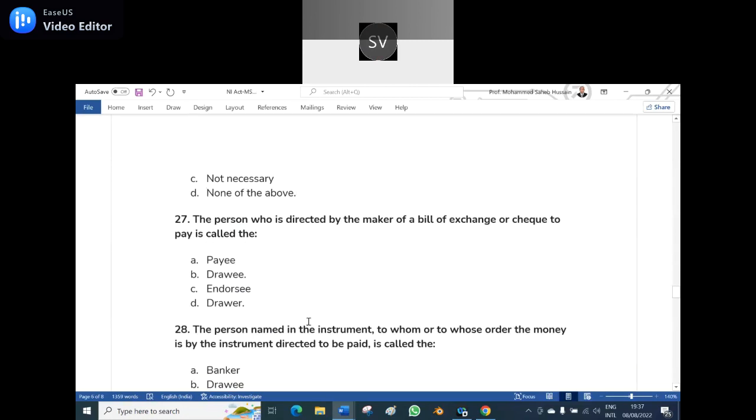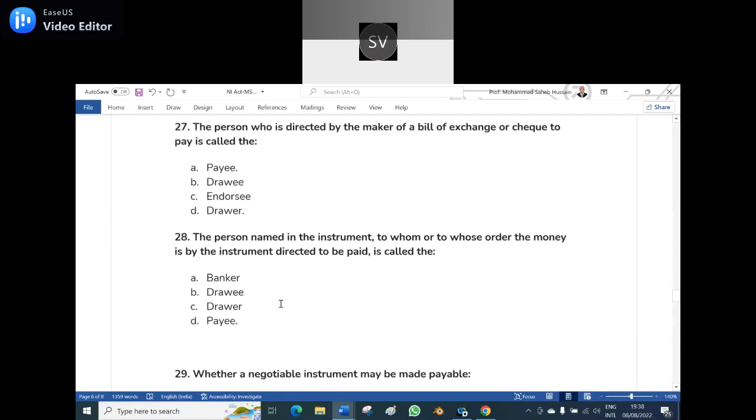27th question. The person who is directed by the maker of the bill of exchange or check to pay is called the option A, payee. Option B, drawee. Option C, endorsee. Option D, drawer. Payee. Yes, payee is the correct answer. Option A is the correct answer.